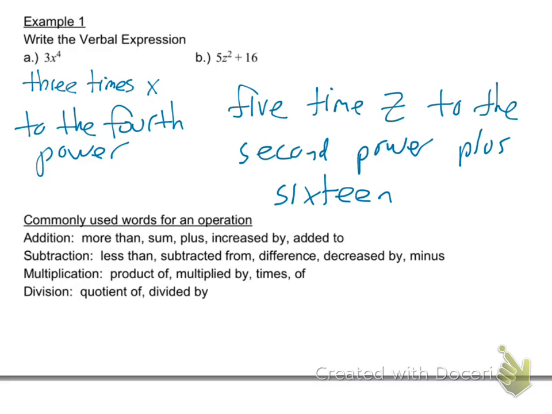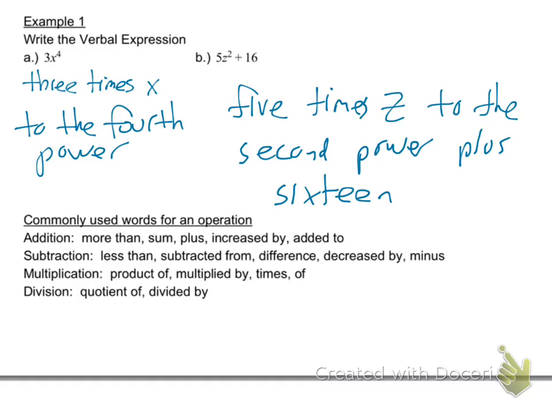Plus 16. Guys, is this the only way you can say it? How else can we say it? Multiplied by. So 5 multiplied by z to the 2nd power. Could I say something better than to the 2nd power? Squared. We could say 5 times z squared plus 16. So there's a couple different options. Not everybody's going to have the same thing, but everybody will have the same thing. Mind is blown. We're finally individuals.